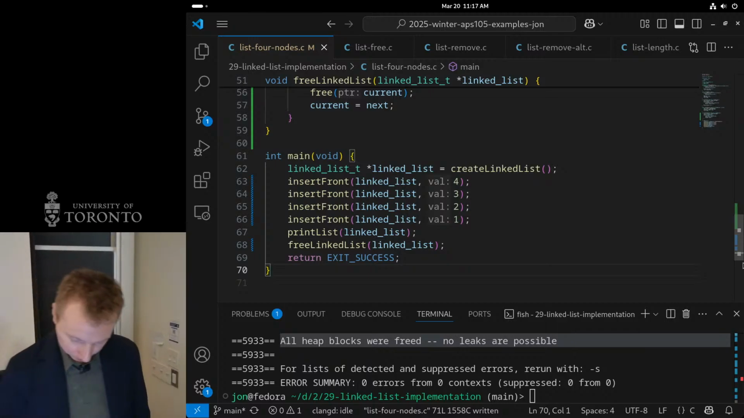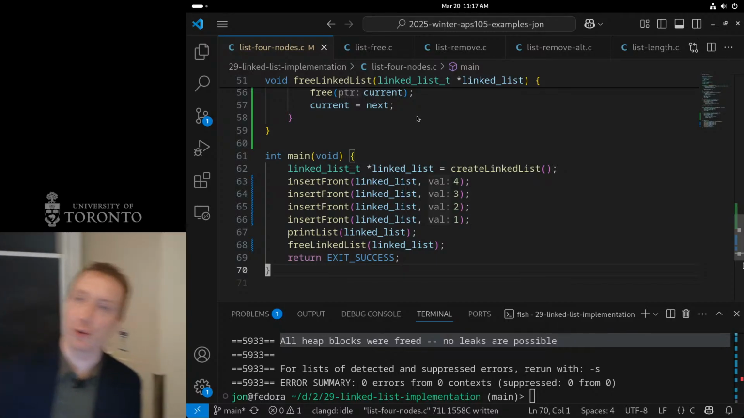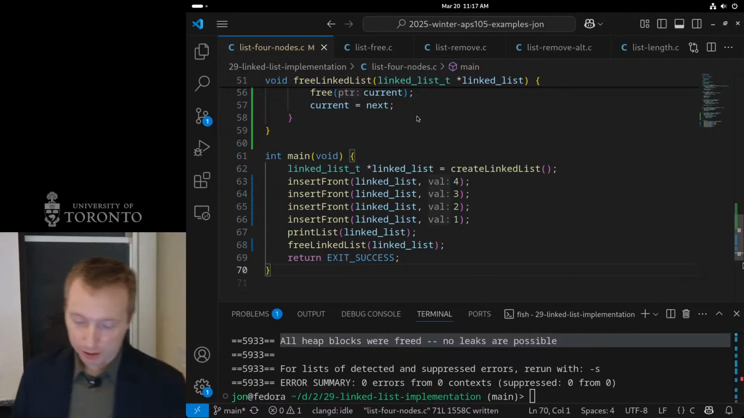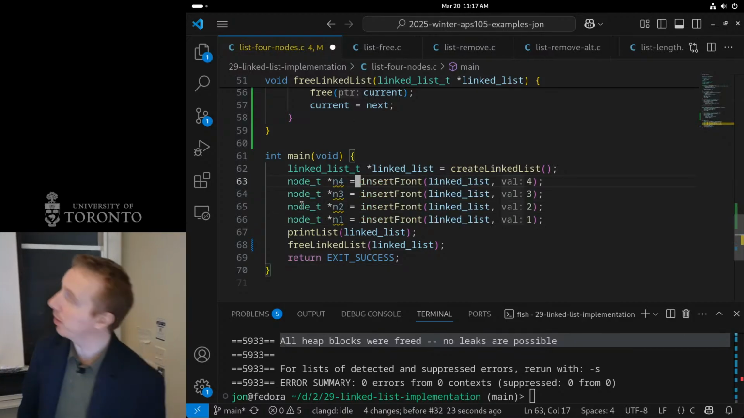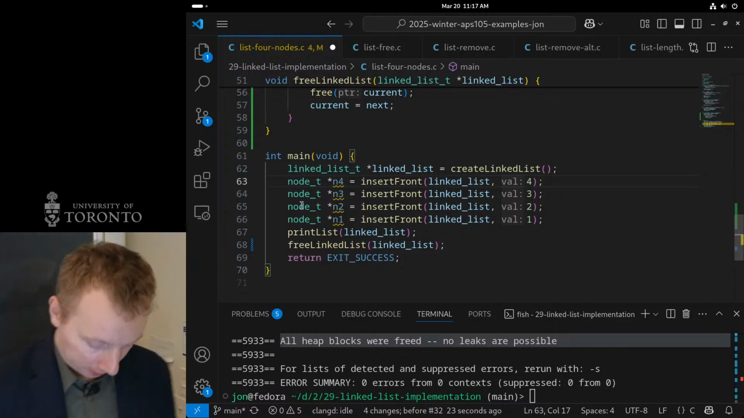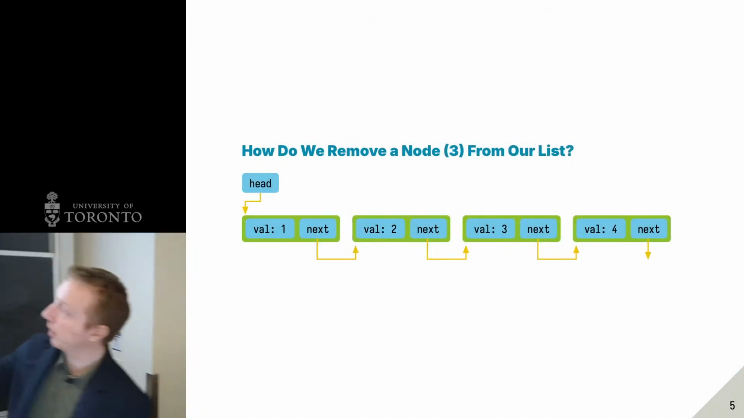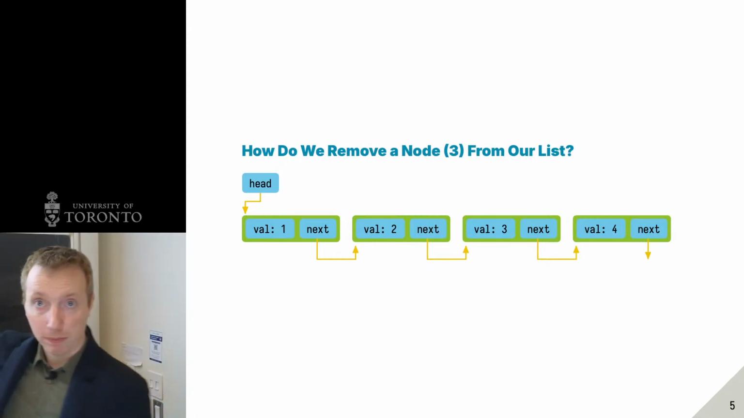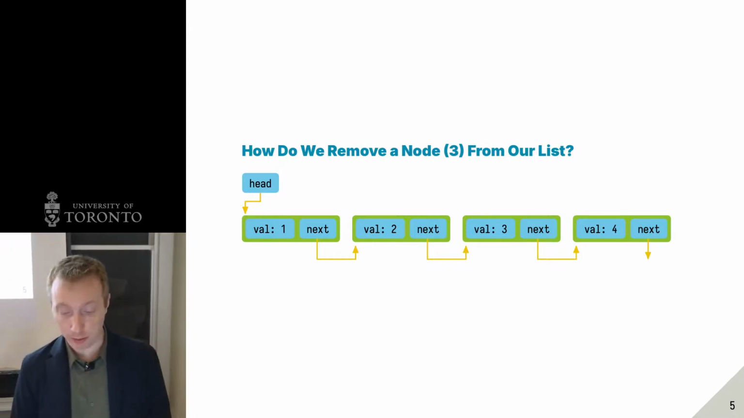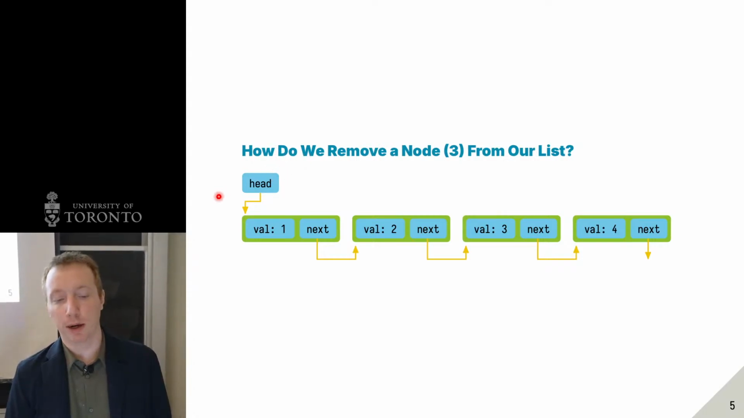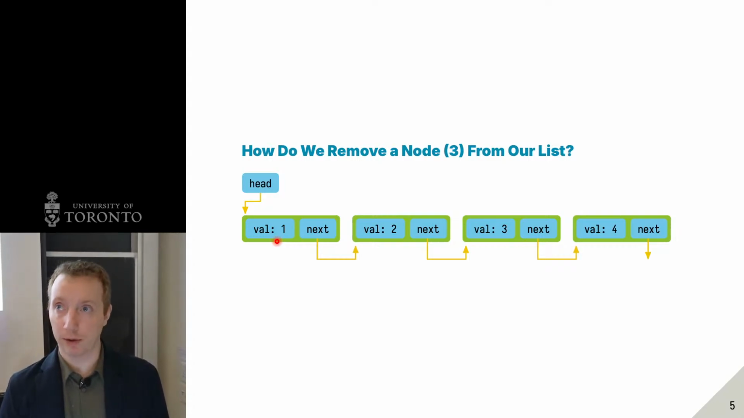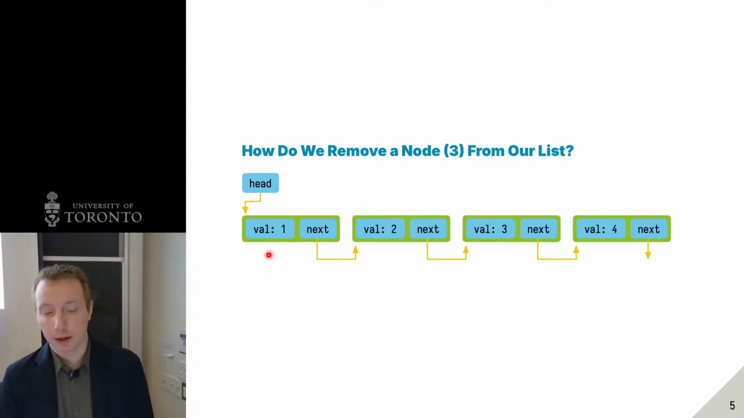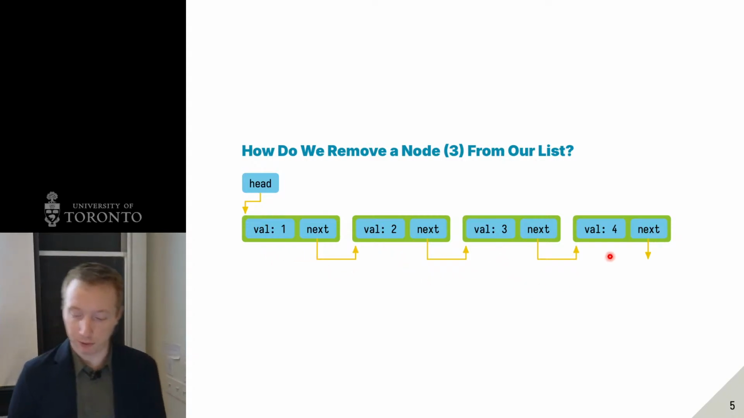Cool, all right. What about removing a node from our list? Say we wanted to remove any arbitrary node from our list, say node 3. Recall our linked list looks something like this, where the head represents the list. It's pointing to the head of the list, or whatever is at the front of the line. Its value is 1, its next pointer is pointing to 2, pointing to 3, pointing to 4, etc.